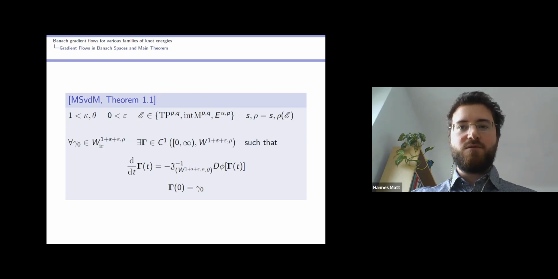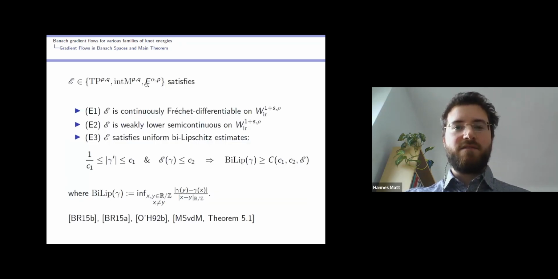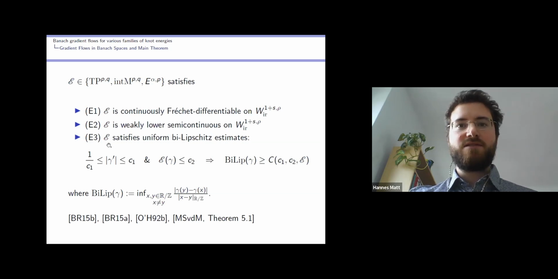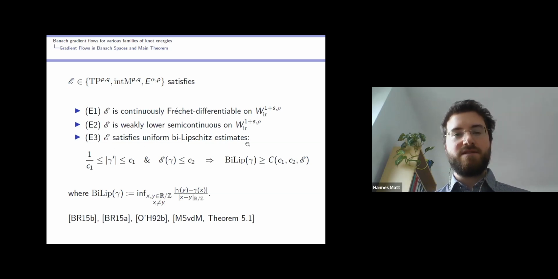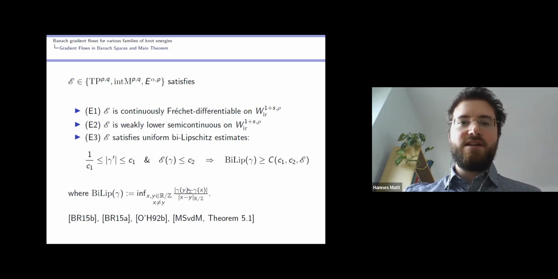1. Okay, so these three knot energies have a couple of things in common, and we will in fact only need these three properties to show that this gradient flow exists. The first one is the continuous Fréchet differentiability on their energy space, or this open subset of the energy space, the weak lower semi-continuity, and those bi-Lipschitz estimates I mentioned previously. And so now I will tell you what these are.